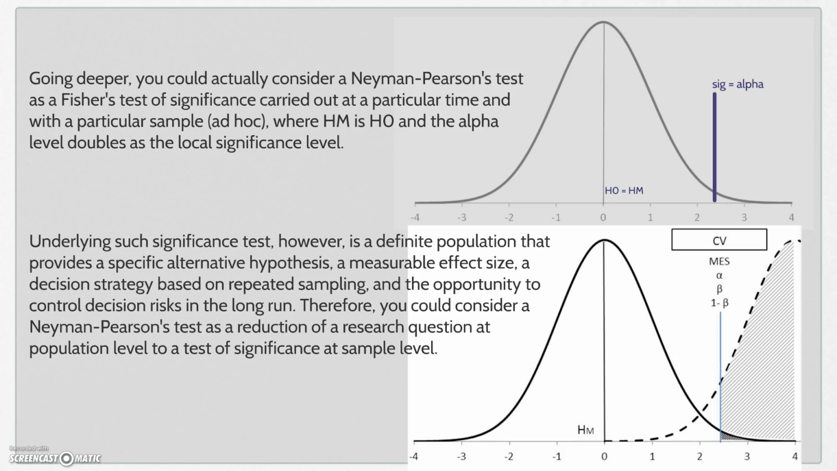Therefore, you could consider a Neyman-Pearson's test as a reduction of a research question at population level to a test of significance at sample level.